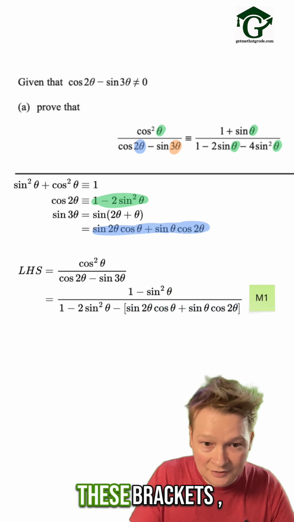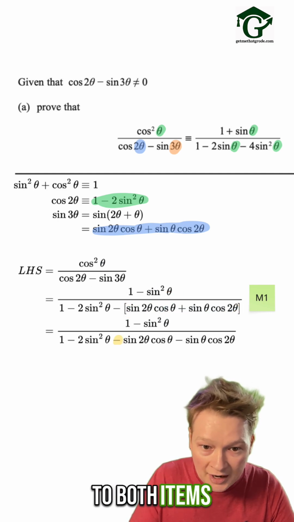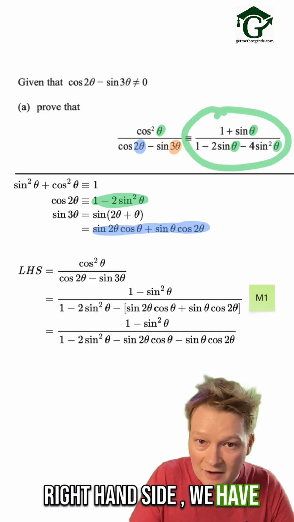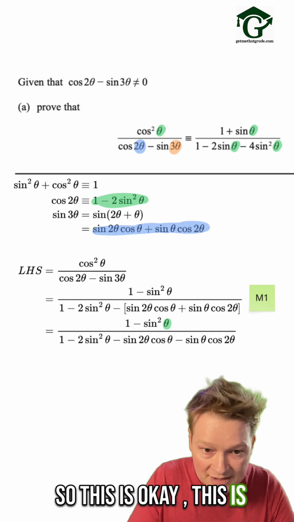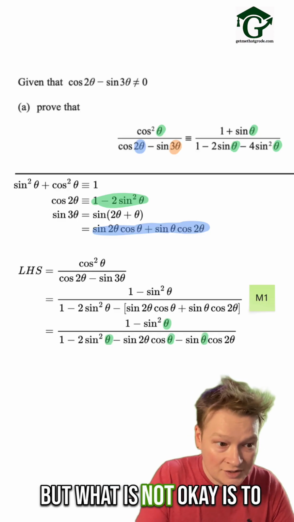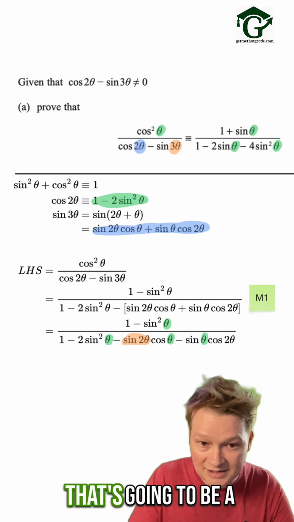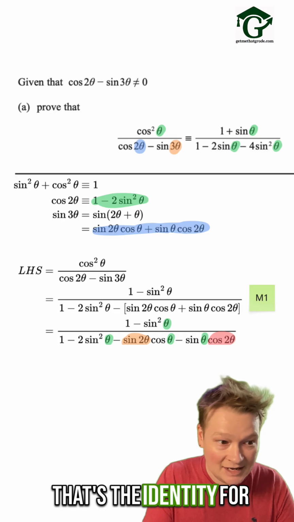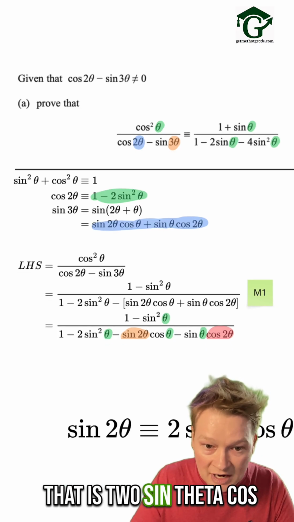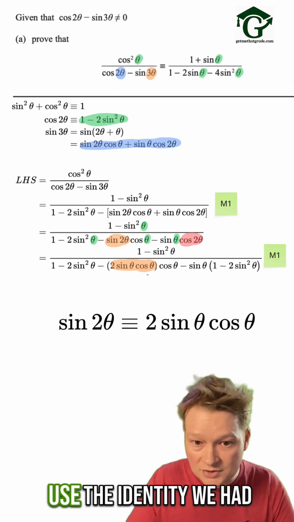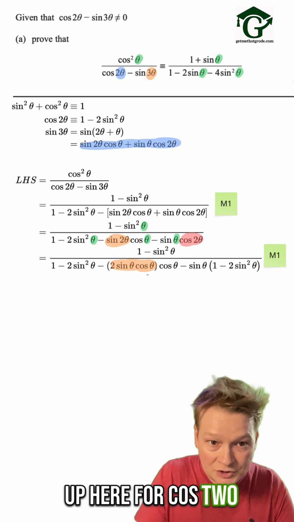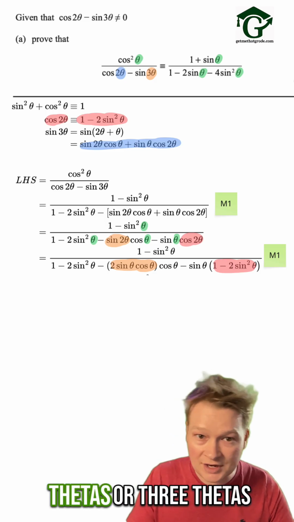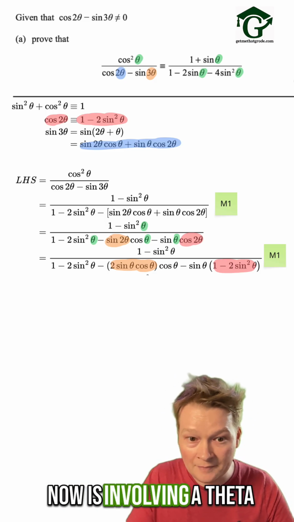Next, we can expand these brackets, applying the minus sign to both items. What next? Well, if we look at what we're aiming for on the right-hand side, we have thetas. So this is okay, this is okay, this is okay, and this is okay. But what is not okay is to have the sine 2 theta, that's going to be a problem, and also the cos 2 theta. So there's another identity that we're going to need here. That's the identity for sine 2 theta. You should know that that is 2 sine theta cos theta. And again, we're going to use the identity that we had up here for cos 2 theta, which said that that was 1 minus 2 sine squared theta. So notice now that we don't have any 2 thetas or 3 thetas left over. Everything now is involving a theta.